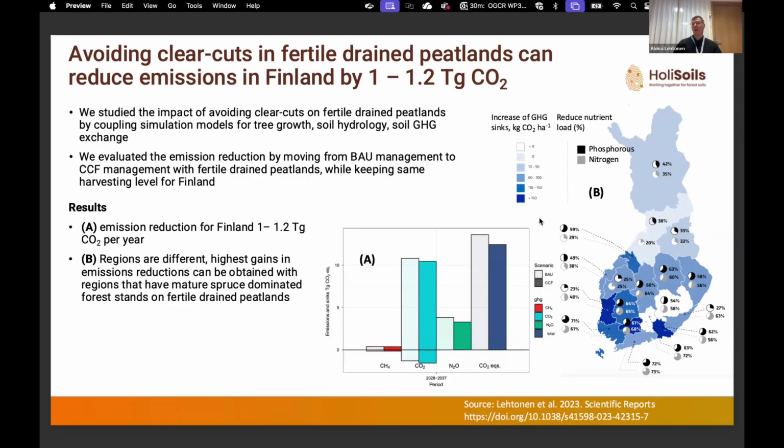And some of the clear cuts from peatlands were translated to the upland soils. But still, we got lower emissions or higher sinks by doing this. So this is just an application that is building on these measurements and the monitoring.